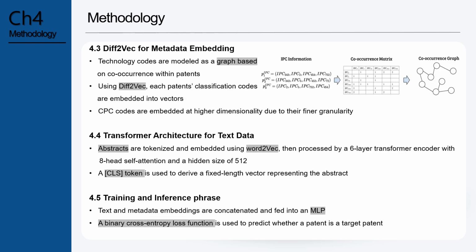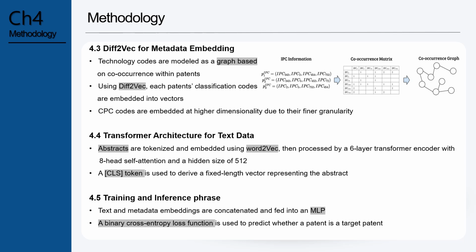For metadata embedding, the model handles patent classification codes such as IPC, CPC, and USPC by treating them as nodes in a graph. This graph is built based on how often these codes appear together in the same patents. To turn this structure into usable input for the model, the authors apply Deepwalk graph-based embedding methods. It captures the relationships between codes and converts them into vector form.